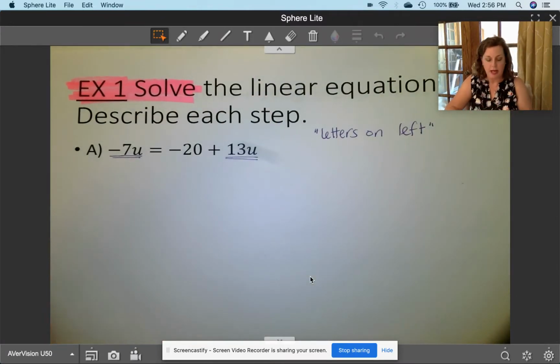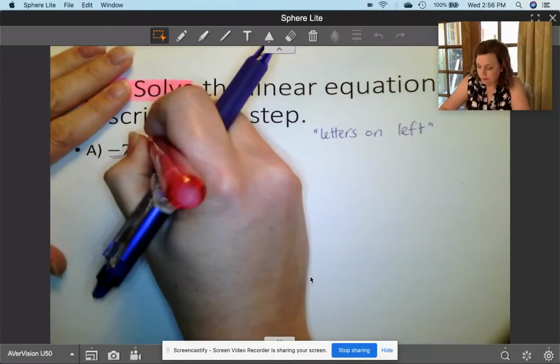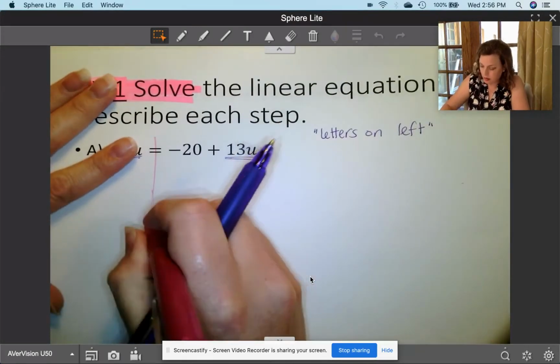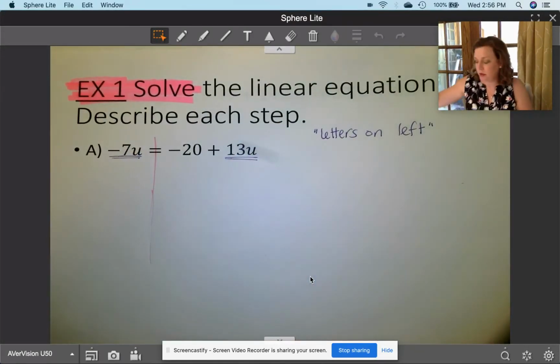So I'm going to go ahead and draw my little equation wall. Oh, that's out of ink. Bummer. Okay, we're going to use purple and red today.